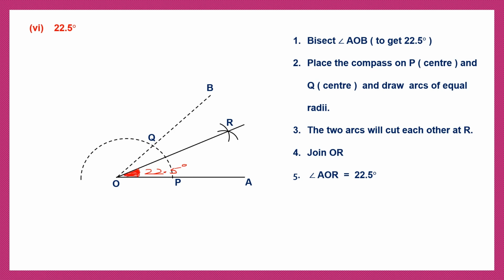So we've got that here. Remember, first you have to construct an angle of 90 degrees. Then you have to bisect it and get 45. Then you have to bisect 45 degrees like this. The steps are here and get 22.5. So angle AOR is 22.5 degrees.